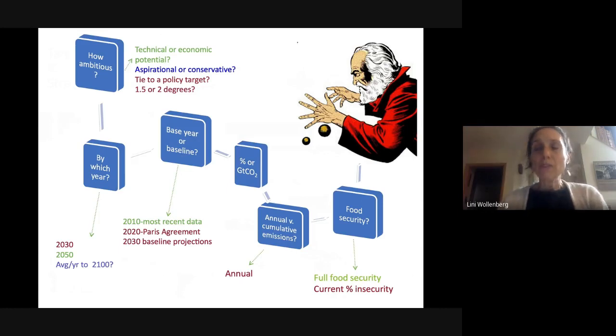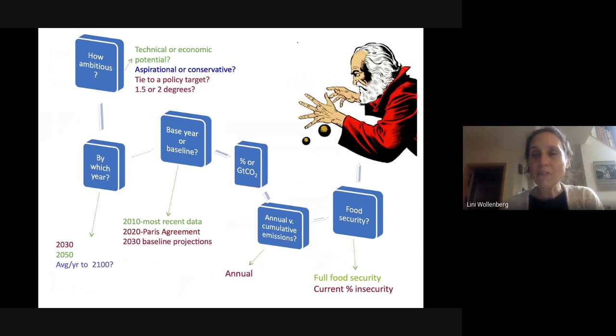And almost to the last, food security. You have the option of looking at a target in the future based on either full food security, which is really the goal, and of course an SDG goal as well, or whether we consider scenarios based on current food insecurity. In this case, I think both are very important, but just because of a lack of data on full food security scenarios, I've used current % insecurity.